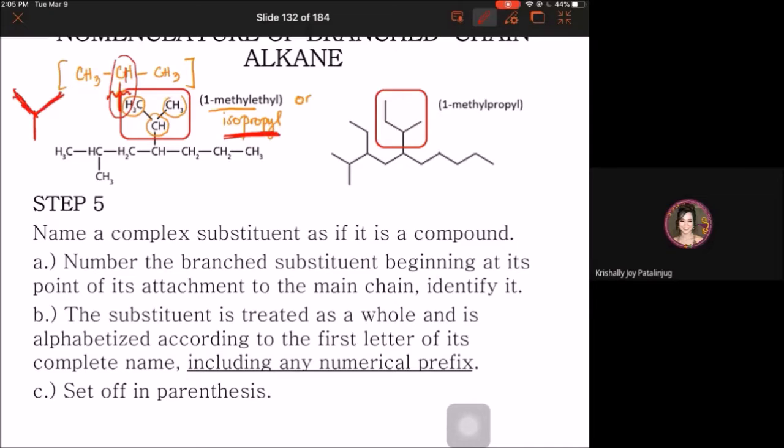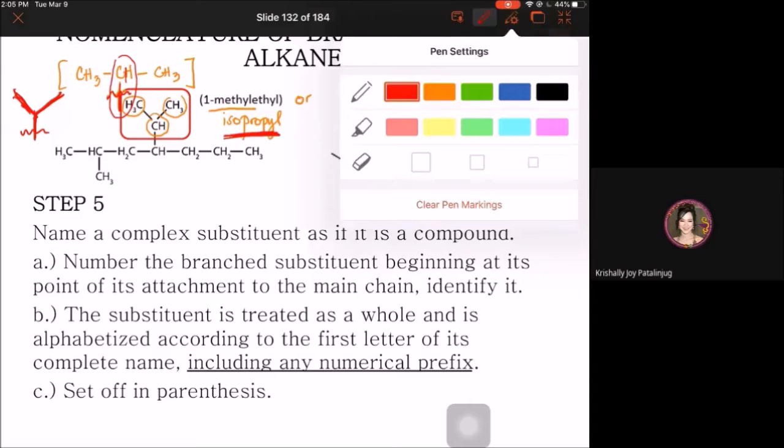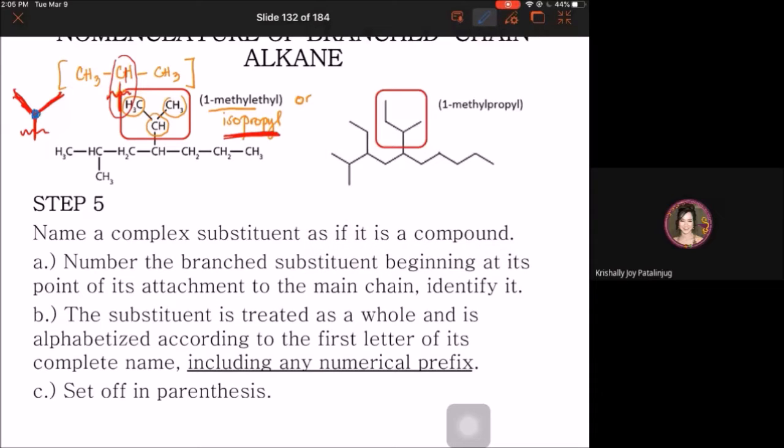Okay? Ito yung point of attachment. Yung nasa gitna, itong highlighted kulay blue, ito yung CH. Then, yung mga nasa terminal, CH3, CH3. That is isopropyl. So, you can use the name isopropyl. Okay? So, hindi na kailangan i-identify pa yung mga branching, etc.